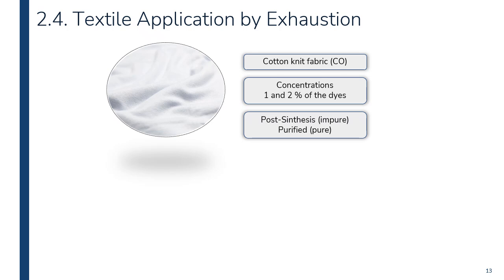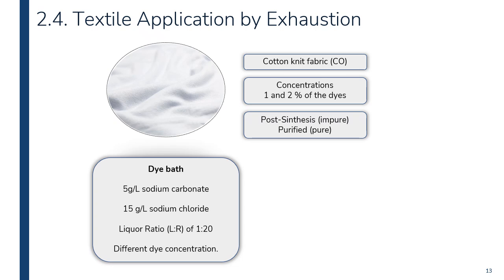So, after confirming the synthesis of the dyes, they were applied to cotton knit fabric by exhaustion dyeing. We tested two concentrations of each dye, 1% and 2%, both in their impure and pure forms. The dye bath was prepared with sodium carbonate and sodium chloride using a liquor ratio of 1:20 and the different dye concentrations.